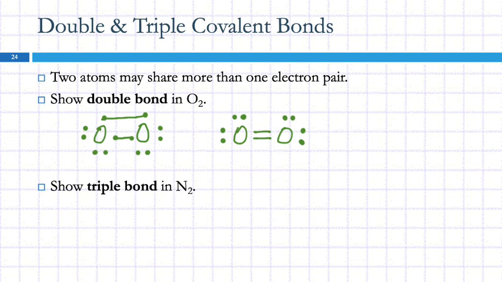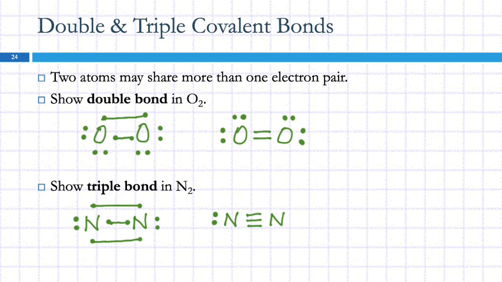Okay, let's look at nitrogen. So nitrogen has a triple bond. Nitrogen has 5 valence electrons. It's in group 5A. And if they each share 1 electron, now we've got 6 electrons for each. If we share another electron from each, now we've got 7. If they each share 3 electrons, now we have 8. So that's a triple bond because 3 pairs of electrons are being shared. And we would show that as a triple line for a triple bond.